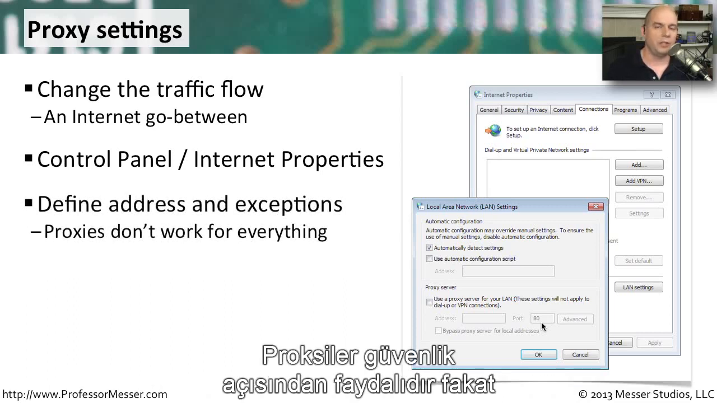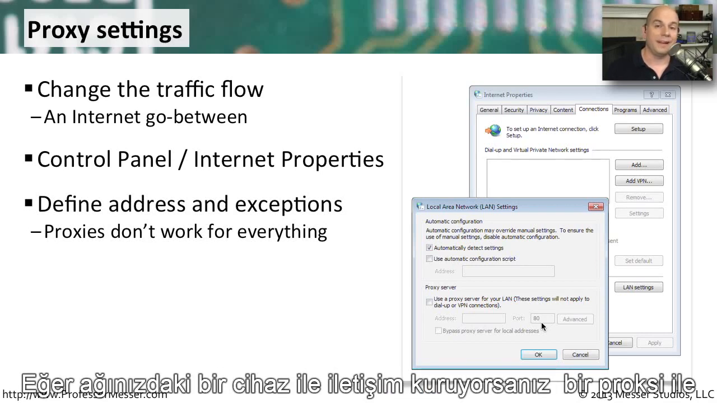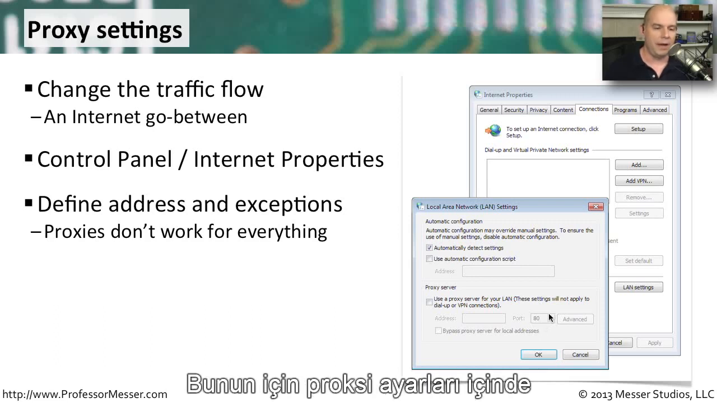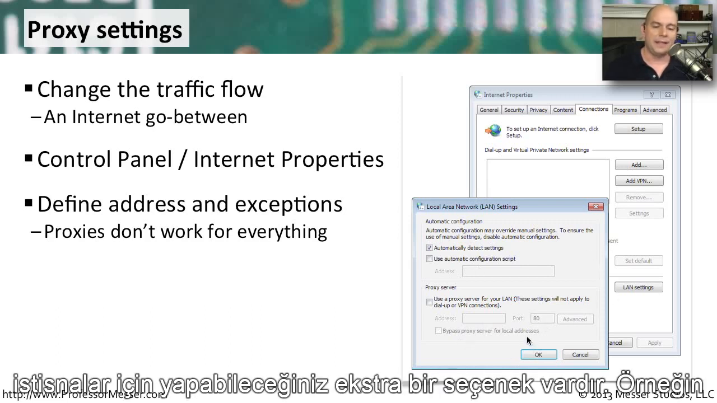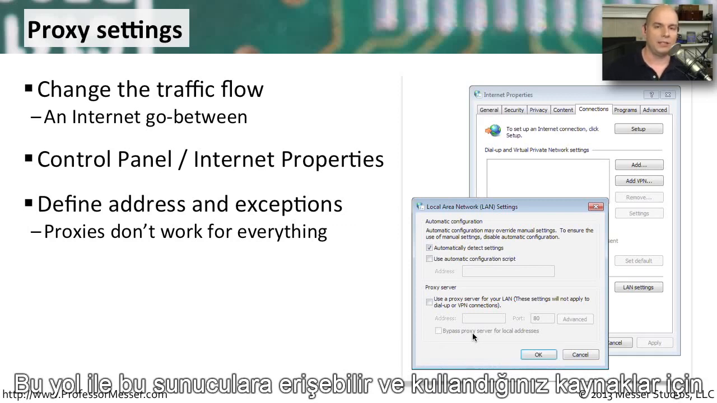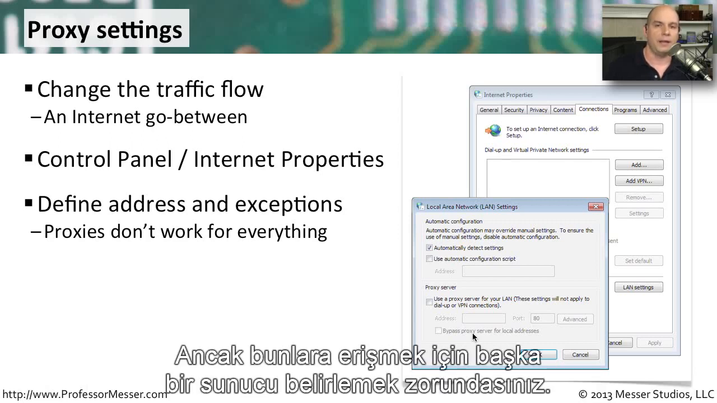Proxies are a useful security tool, but they don't work for every application you happen to be using. In fact, if you're talking to devices inside of your network, you may not want to talk to a proxy. That's an extra step in between, and you generally might trust all of the computers that are inside of your network. So you do have an option within these proxy settings to set up exceptions. You can build out, for instance, a bypass of the proxy server if you're communicating to devices that are on your local network. That way you can access those servers and not worry that the applications or resources you're using have to hop through yet another server just to gain access to those.